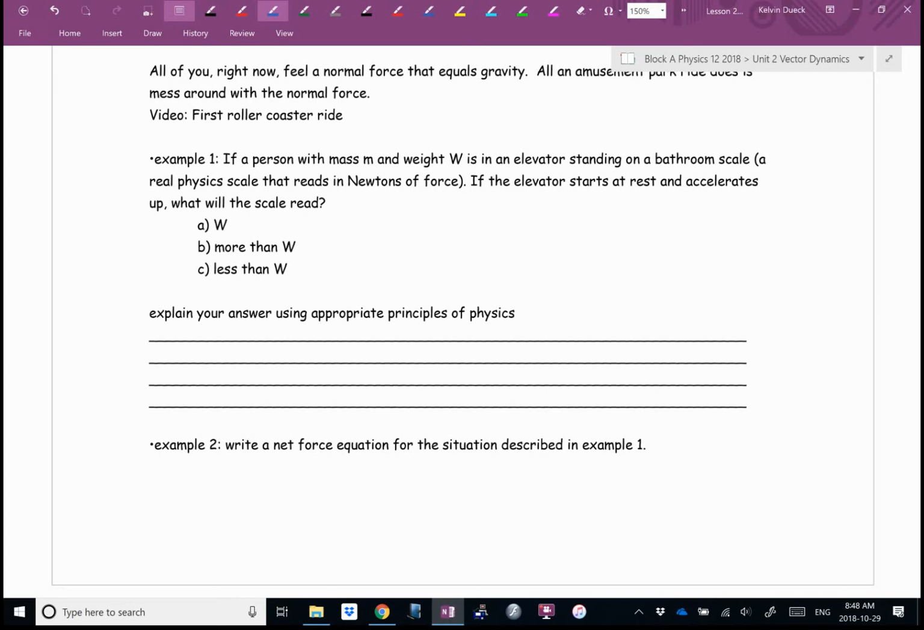Once again, how high you hold your hand up is how sure you are of the answer. So if an elevator starts at rest and accelerates up, does the scale read W, more than W, or less than W? Who says A, exactly W? Mr. Dueck? A. Drew looks around to see who's voting A because he's a peer pressure kind of a guy. Okay. Who says B, more than W? Convince me. Because you're correct. Convince me.